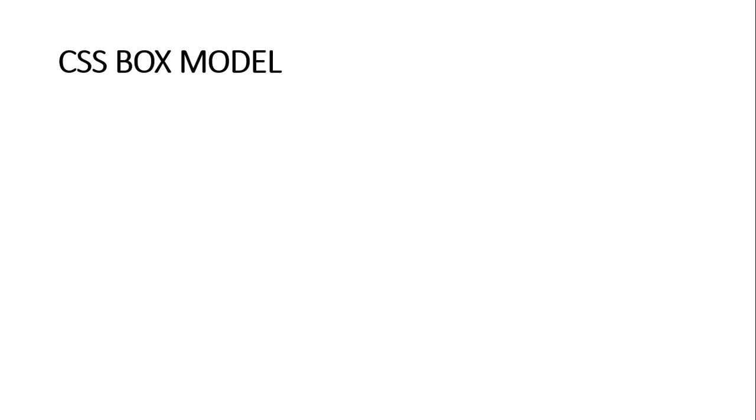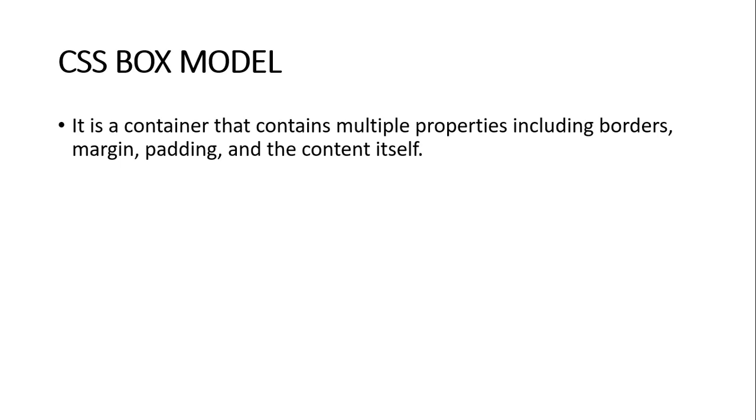Now let's talk about the CSS box model. We have already discussed the CSS box model. It means we have already talked about the margin, padding, content, and border concepts in previous videos. If you see the definition of the box model here, it is a container that contains multiple properties including borders, margin, padding, and the content itself.